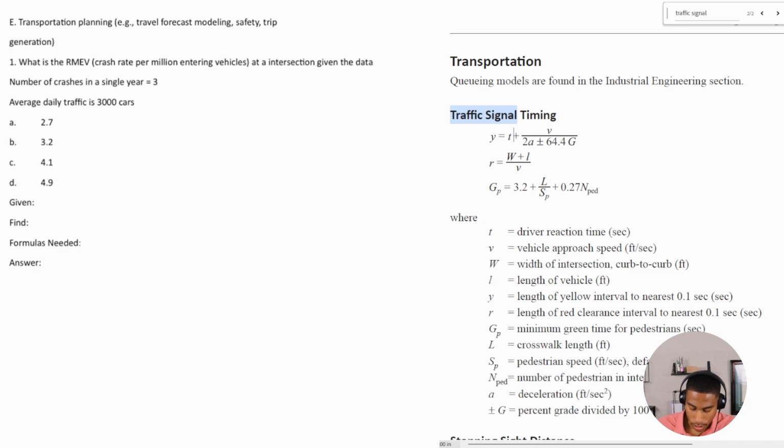Okay, so I always start by seeing what is given. Okay, so the number of crashes in a single year. Just highlight this stuff in green. This is good information for us. And the average daily traffic. Those are the two things that are given. All right. What are we trying to find? We're trying to find the crash rate per million, or the RMEV.